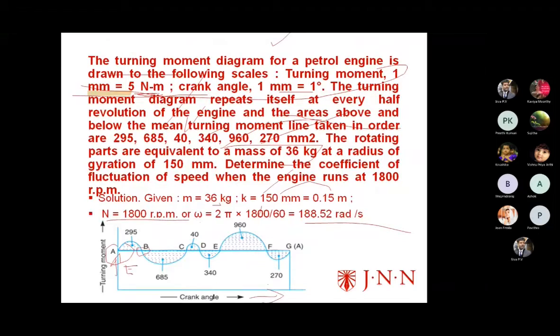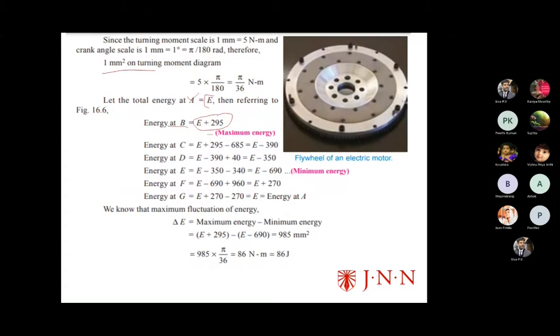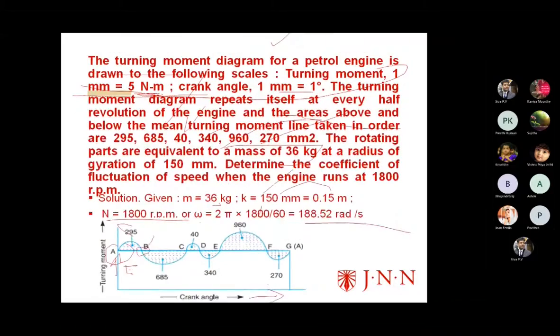Once again, at point A the energy is E. When we come to B, add the previous value: A value E plus 295. It is a positive loop, above the line is plus and below the line is minus. So B equal to E plus 295. The energy at C is E plus 295 minus 685. At point C we add the previous values, E plus 295 minus 685, because 685 is below the line, so minus 685.